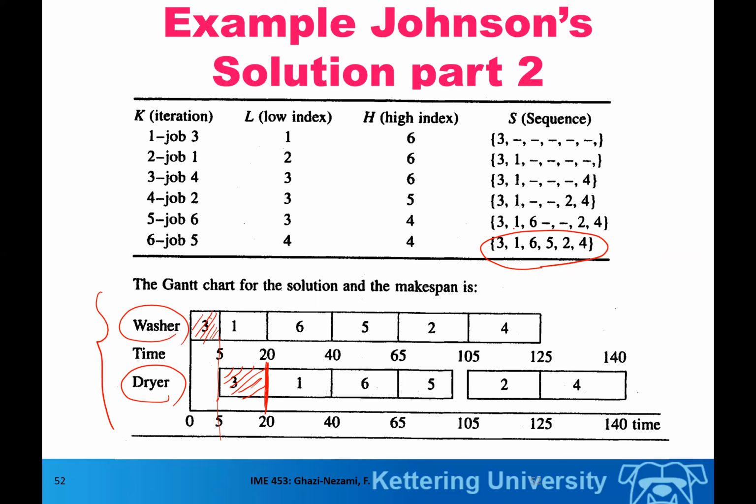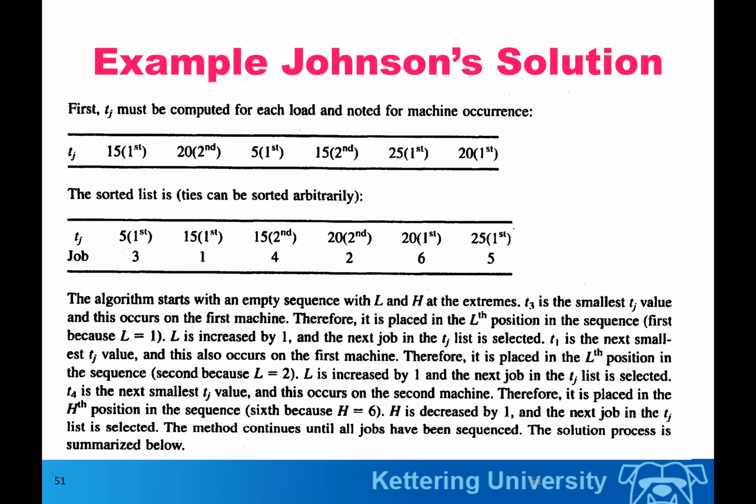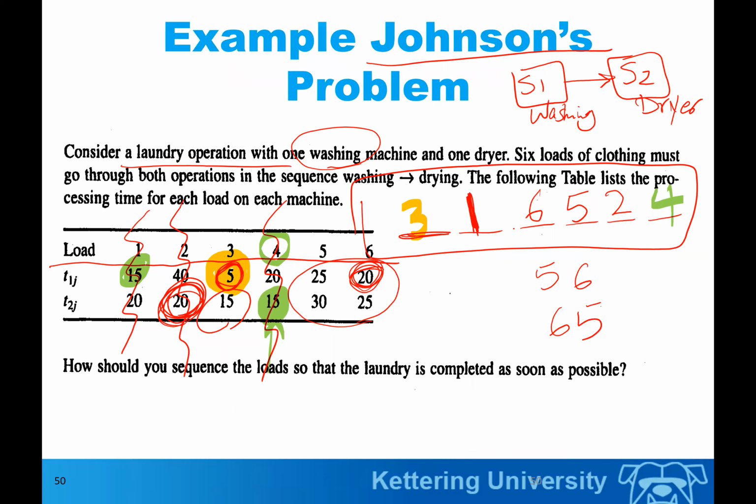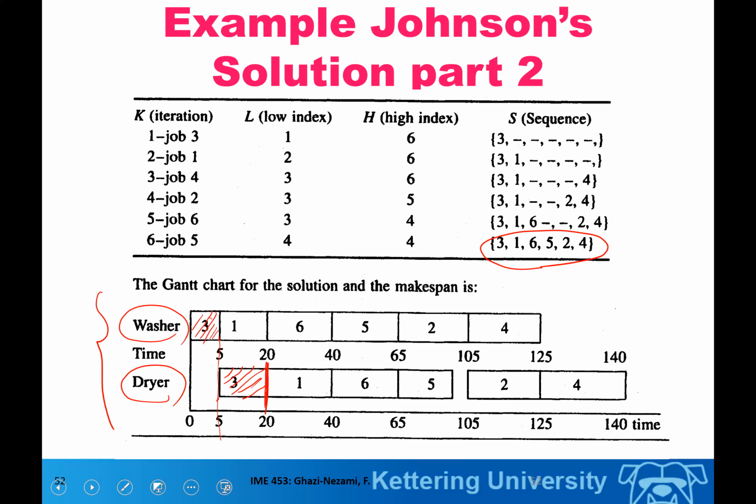In job 1, for station 1 or machine 1 or washer, job 1 requires 15 units of time and 20 units on machine 2. So I will have 15 and 20. So from here to here is 15. And once I'm done, I'm at time 20. And actually, this is a good time that I can start processing job 1 on machine 2 because at 20, machine 2 will be available.